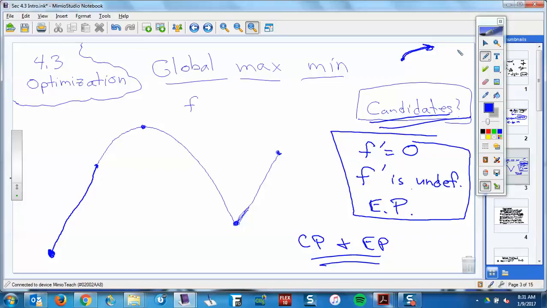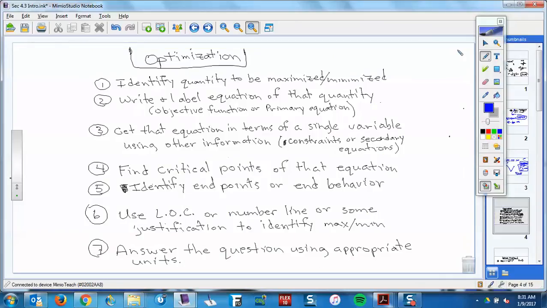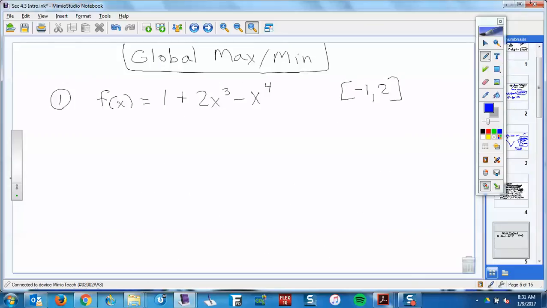So it could be at an endpoint. It could be where the derivative is 0. It could be where the derivative is undefined. So those are the places we have to check. None of that's new. We're going to be a little more technical with our language and all that stuff, but none of that is new. So here's what we're going to do first, right here.